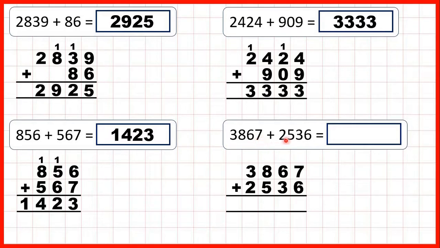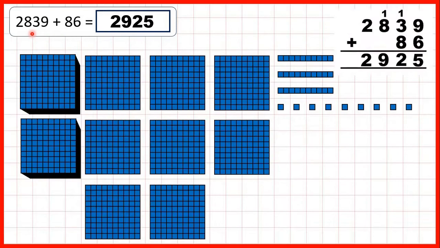Finally, let's look at 3,867 plus 2,536. 7 plus 6 is 13, so 1, 3. 1 plus 6 plus 3 is 10, that's 1, 0. 1 plus 8 plus 5 is 14, that's 1, 4. And 1 plus 3 plus 2 is 6, so our answer is 6,403.